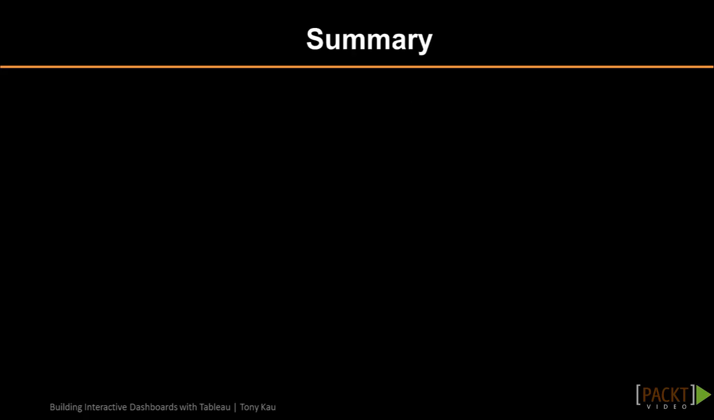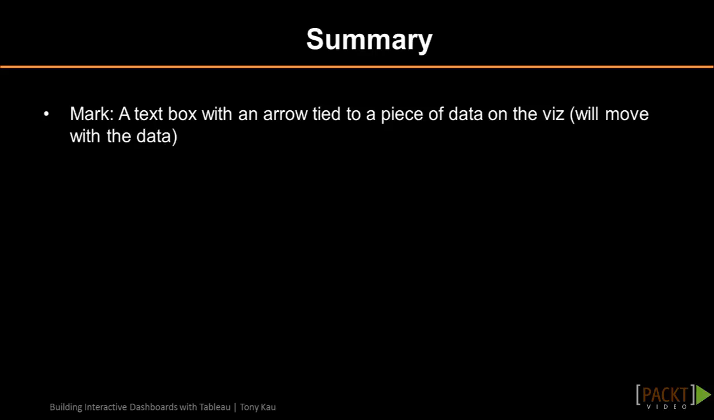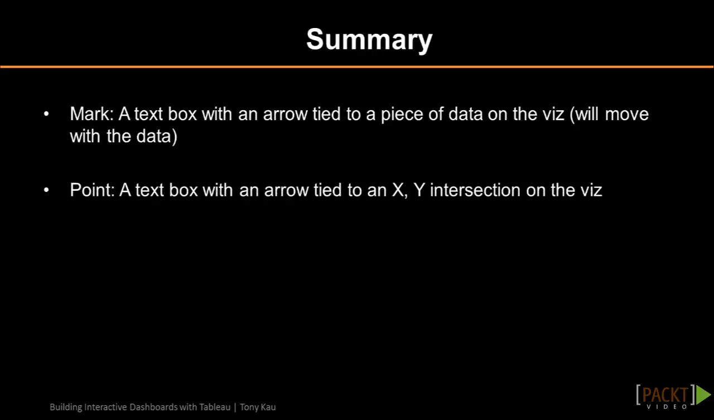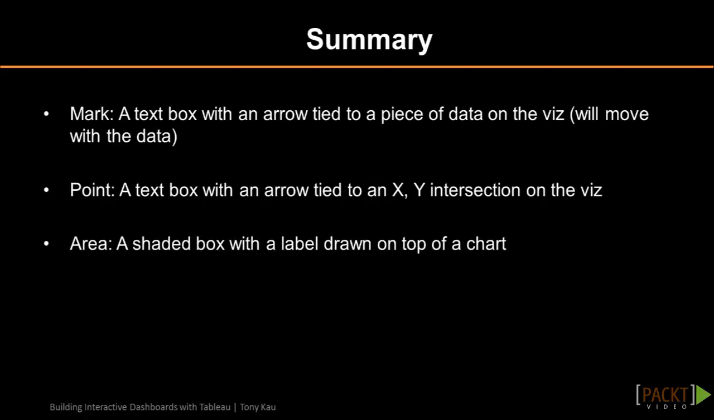So to recap, three types of annotation are mark, point, and area. Mark annotation is a text box with an arrow pointing to a piece of data on the viz. It will move with the mark or disappear if the mark is no longer shown. Point annotation is a text box with an arrow pointing to an XY intersection on the viz, independent of any marks. Finally, area annotation is a shaded box with a label drawn on top of the chart.